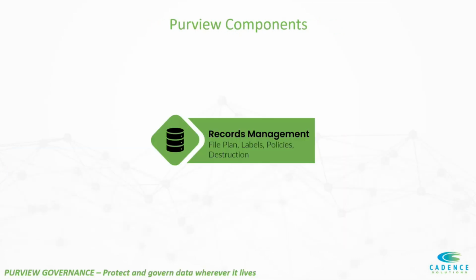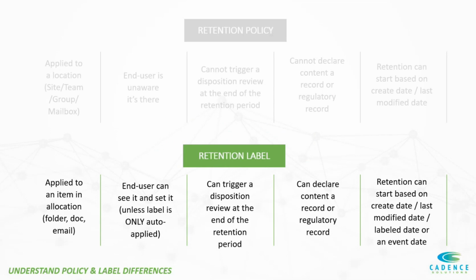So Purview components, records management. The first thing we're going to define today as part of Purview and understanding records management within Purview is retention labels. Generally, most organizations have a retention schedule, classifications, things like that, that say apply this kind of retention to this type of document. Within Purview, that is a retention label.